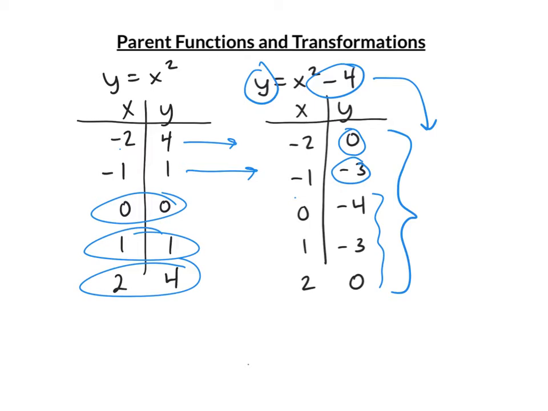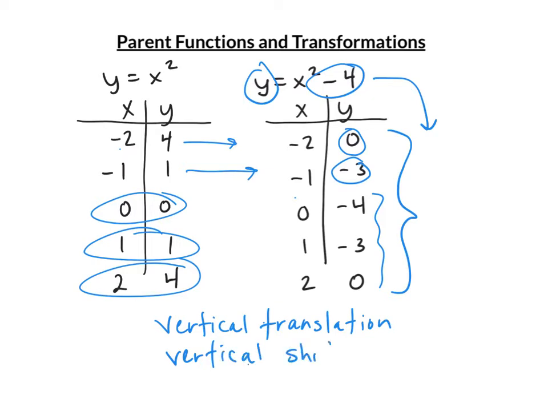This is what we call a vertical, because y is up and down. Think of the y-axis. This is a vertical translation, or sometimes we call it a vertical shift. And you'll see both of those. Often we call it a vertical shift.